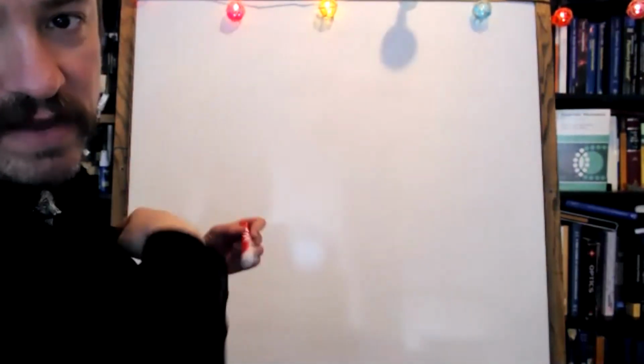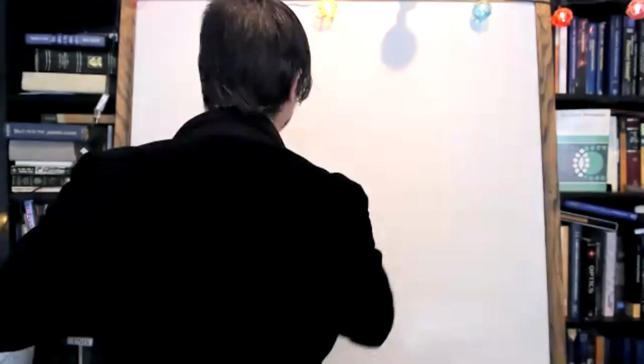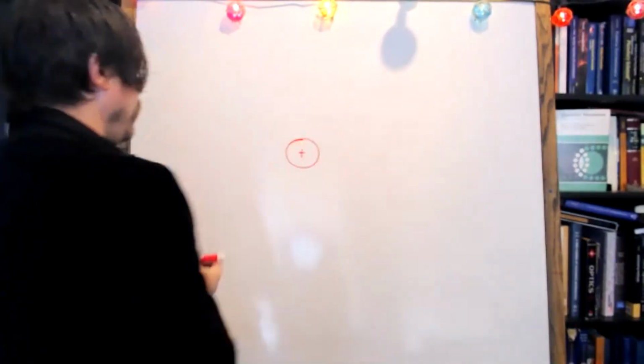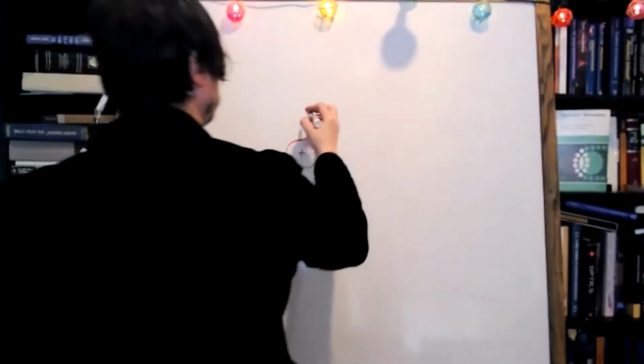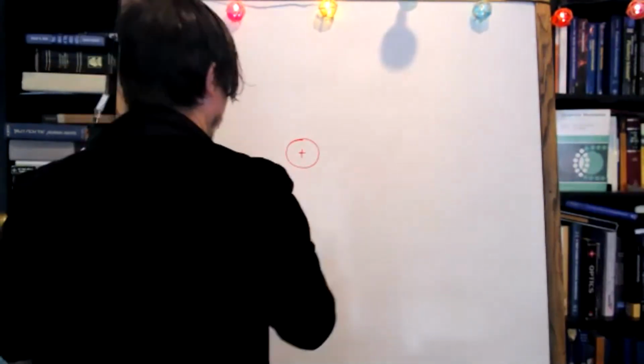Okay, let's return to our favorite, most basic, simple, common element, the element of hydrogen. And we'll start off with a proton. And we are going to put an electron orbiting around it. So this is a protium atom.